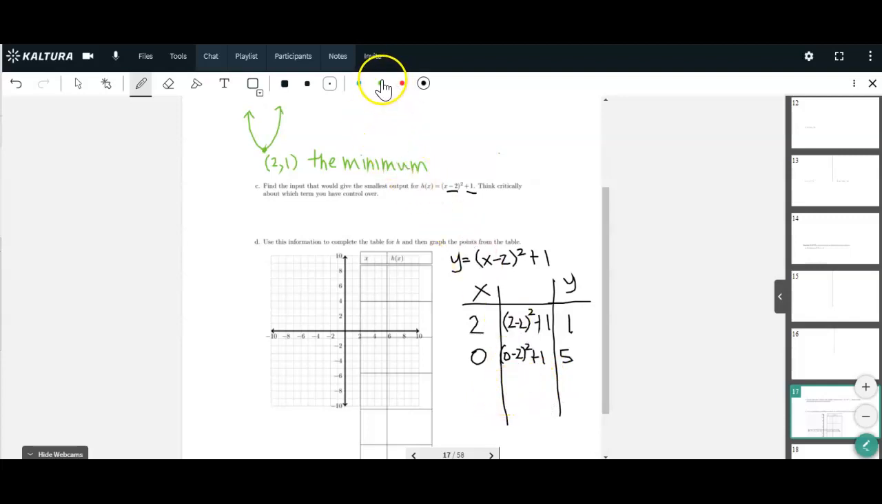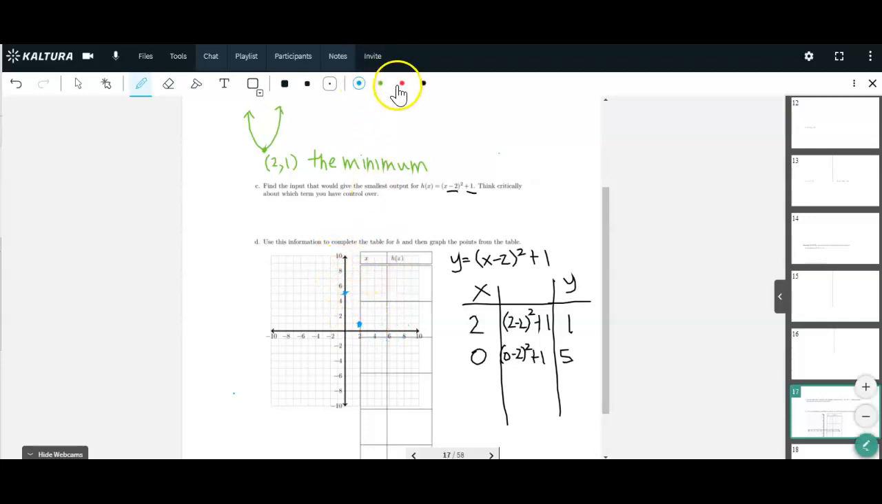But I want to plot these on here to start off with, just so you can see where this is at. So our vertex is 2, 1, so over 2, up 1, looks like it's about there. And then 0, 5 is my next point, so over 0, up 5 is here. So we can see that I'm going to have a parabola that's right side up. I know it's right side up because it's positive there. And this vertex is my minimum point. So I know it's going to come down here and like this.